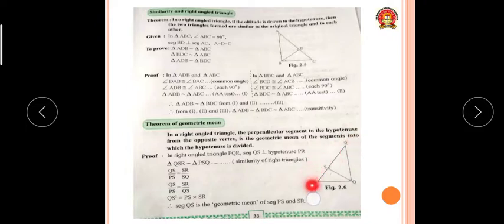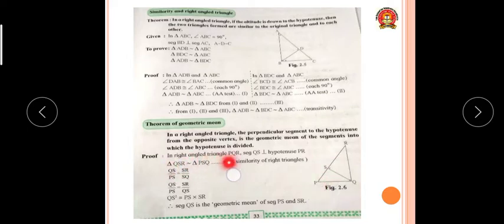Now, observe the triangle PQR, where Q is 90 degrees and QS is perpendicular to PR. In a right angle triangle, the perpendicular segment from the opposite vertex to the hypotenuse PR, which is QS, is the geometric mean of the segments into which the hypotenuse is divided. It means that we have to prove that QS square is equal to RS into PS.